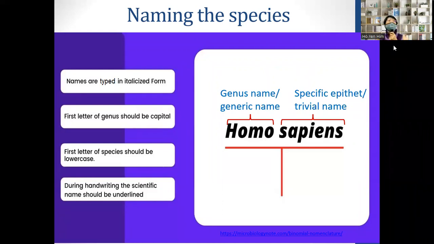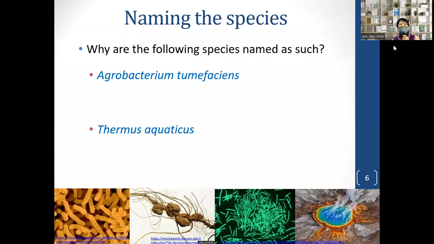Specific epithet means the special characteristic of this person or this organism. Trivial name is how we classify them. So this whole thing is called the species name. Homo sapiens is called the species name. So for example, you have learned these 2 organisms, right? Agrobacterium tumefaciens and Thermus aquaticus. You have learned them, isn't it? Yes, you have. So genus name and specific epithet.